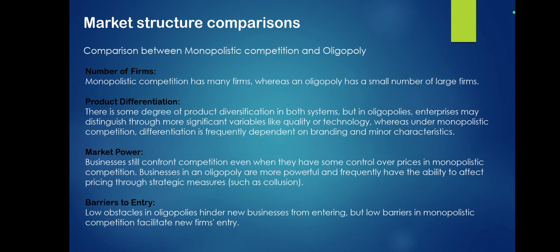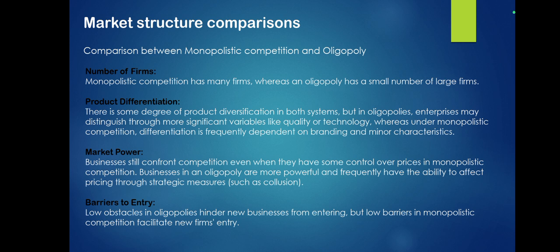Secondly, we're going to compare the monopolistic competition market and the oligopoly. Number of firms: monopolistic competition has many firms, whereas an oligopoly has a small number of large firms. Product differentiation: there is some degree of product differentiation in both systems, but in oligopolies, enterprises may distinguish themselves through more significant variables like quality or technology. However, for monopolistic competition, differentiation frequently depends on branding and minor characteristics.